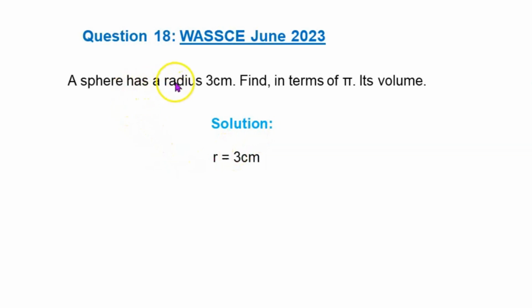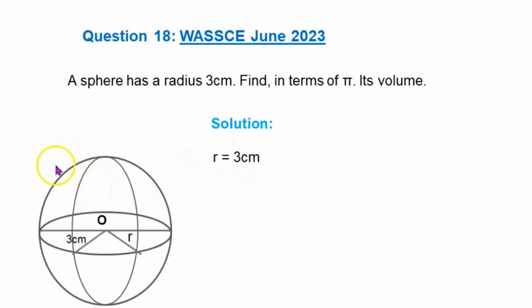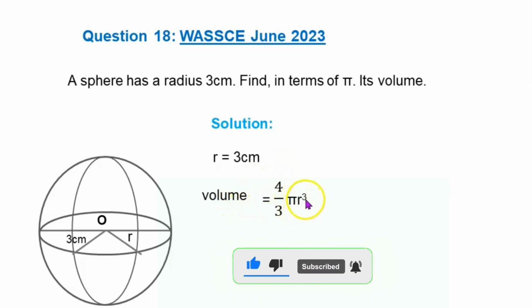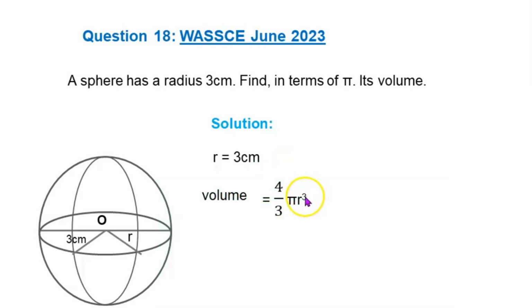We see that the radius of the sphere has been given as 3 centimeters. That's the radius. We remember this shape: from here is the center of it, and from here to here is the radius, which is the same as the radius here. And the volume of it is 4 over 3 pi r cubed. This is the volume for a sphere.